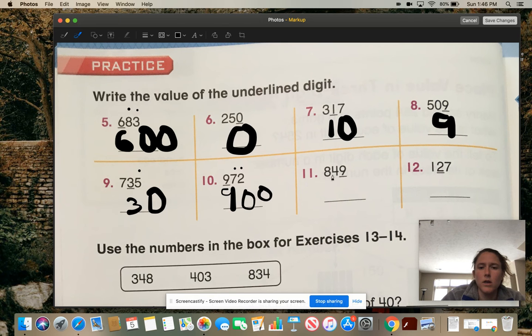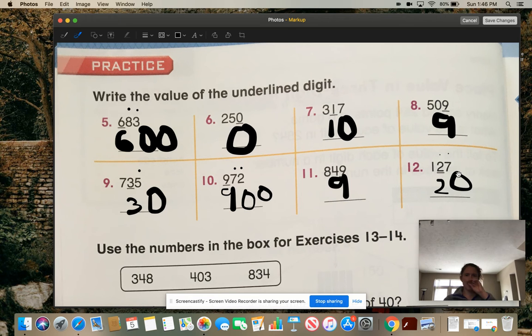900. Then we have 849, and the 9 is in the ones place, so it's worth 9 ones. And then we have 1,127, the 2 is in the tens place, and there's 1 number behind it, so the 2 is worth 20.